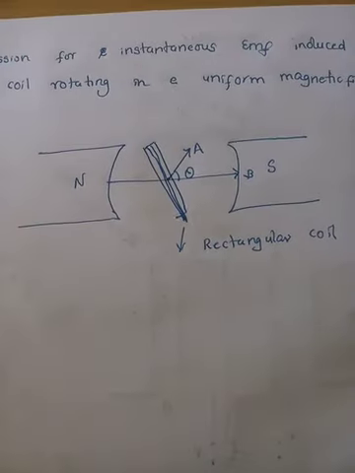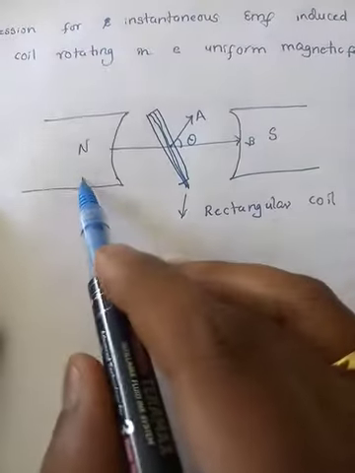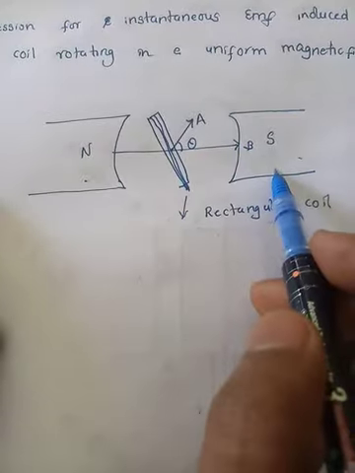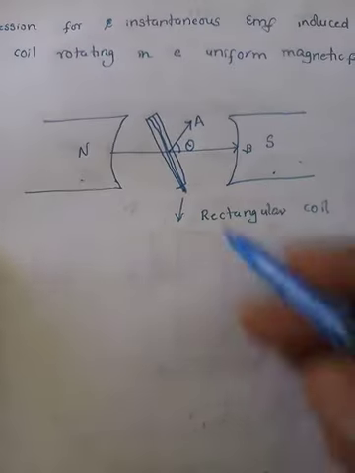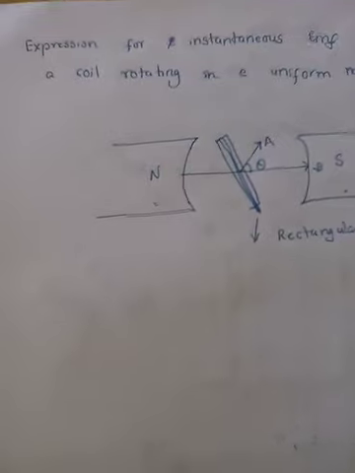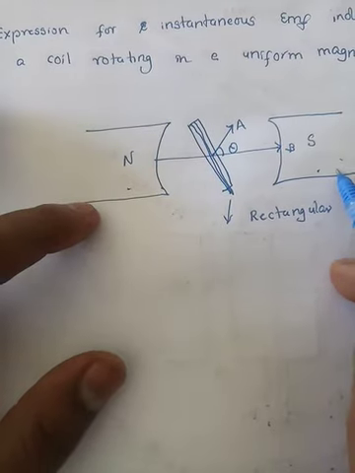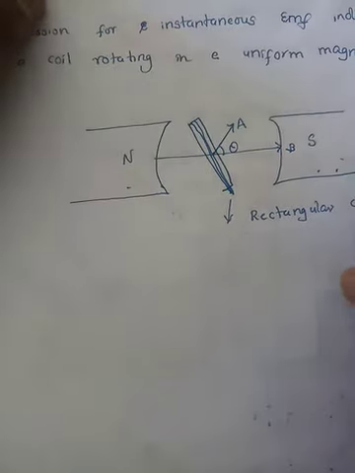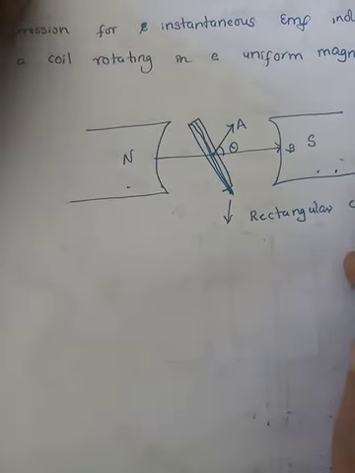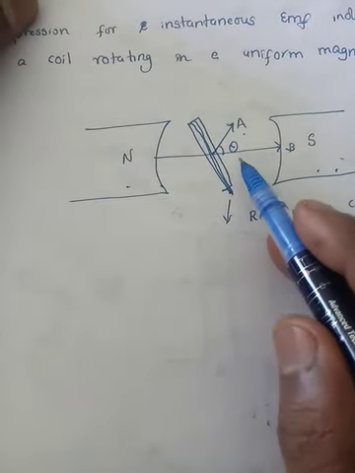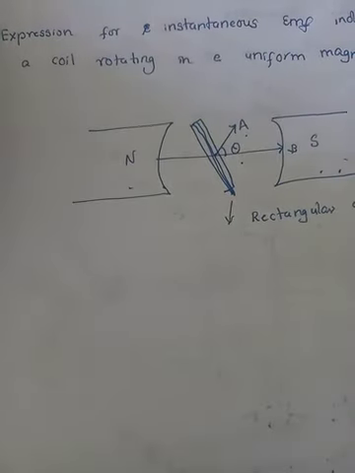So, let us take the same figure. These are the two poles of a bar magnet, a horseshoe magnet, and this is a rectangular coil making an angle theta. This question is important for 3 marks as well as 5 marks. As you know, these two are the poles of the magnet, and A is the area vector making an angle theta with respect to the magnetic field.